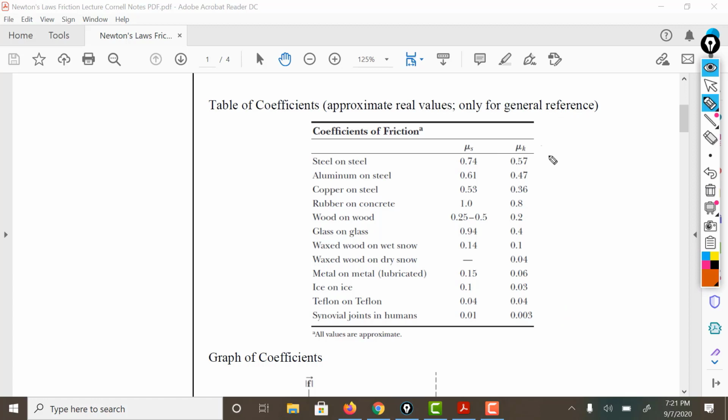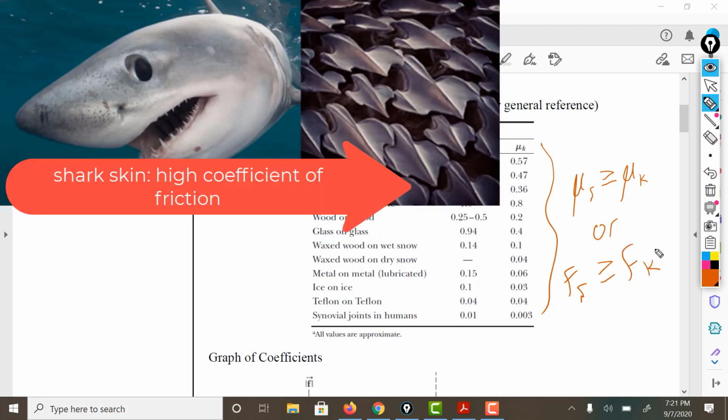You'll notice that in general, the static coefficient is going to be greater than or equal to the kinetic. Or in other words, you'll notice that the static friction in general will be greater than the kinetic friction. What this means is you have to overcome friction, right?